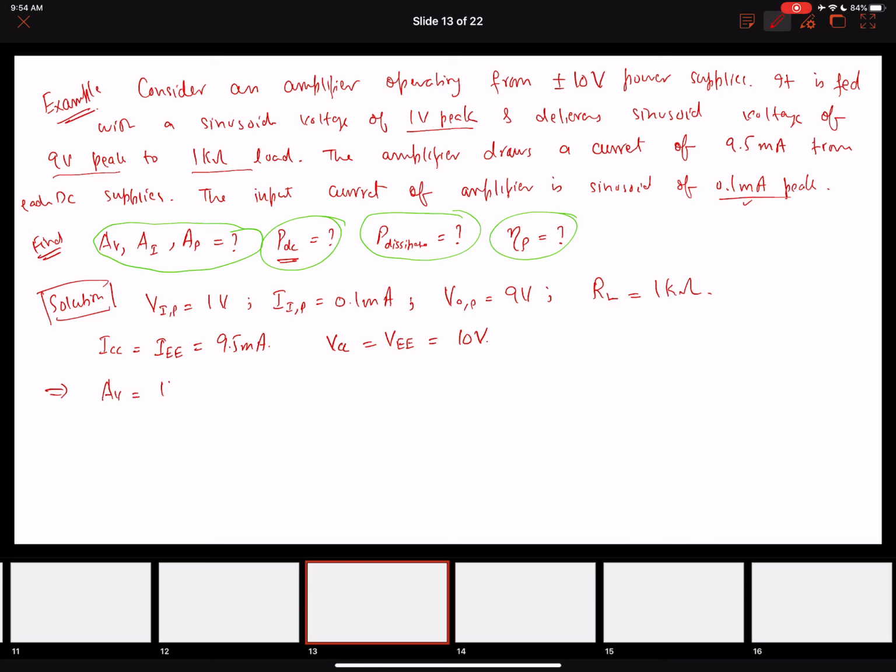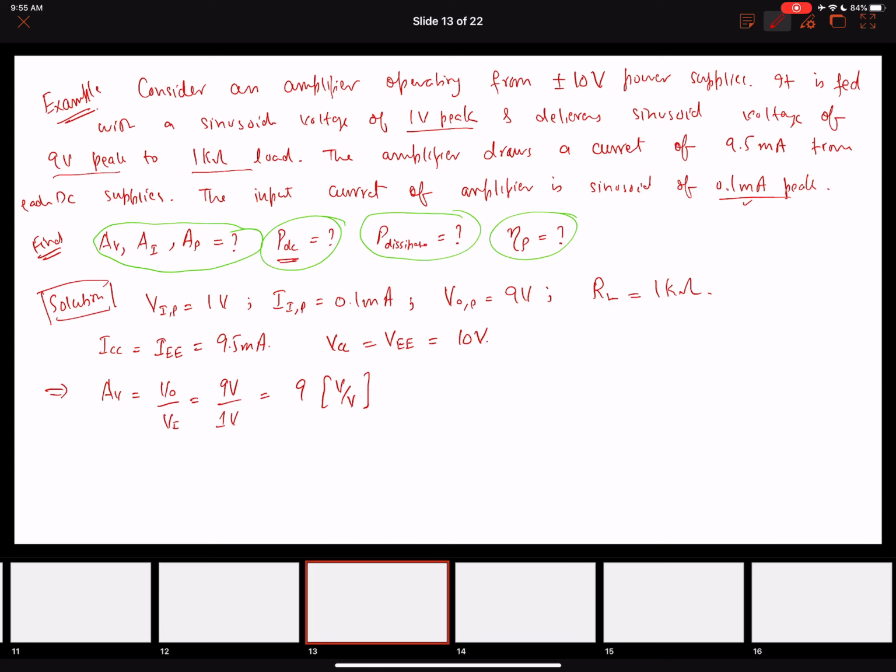Our voltage gain is equal to the output voltage over the input voltage. Our output voltage is 9 volts peak, and input voltage is 1 volt peak. You can also take the RMS and divide that. Ideally you should take the RMS, so divide by square root 2, which is going to cancel out. So your voltage gain is going to come out to be 9 volts per volt.